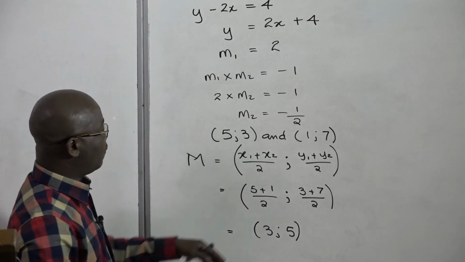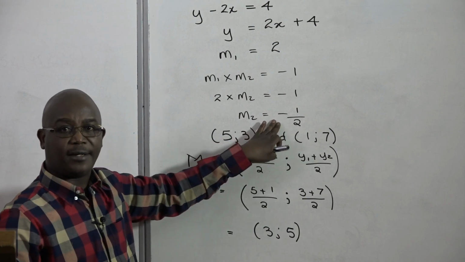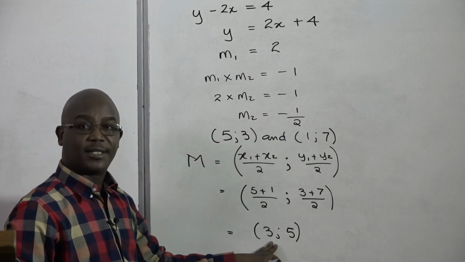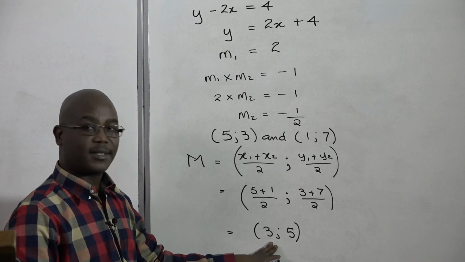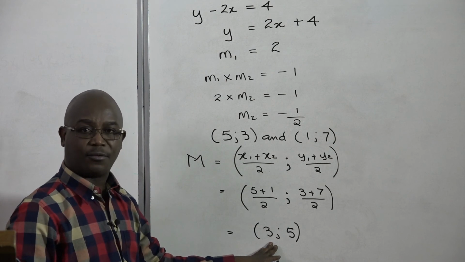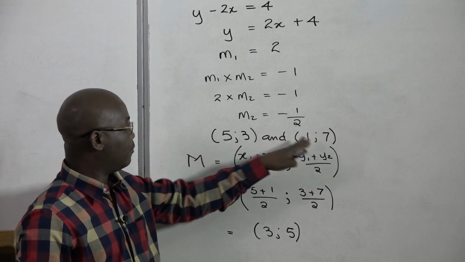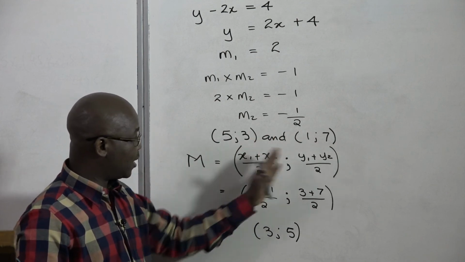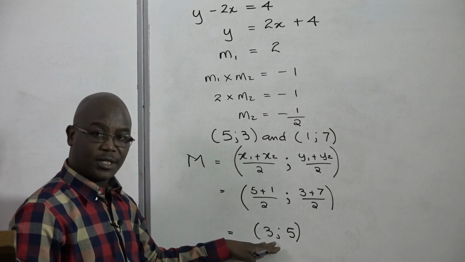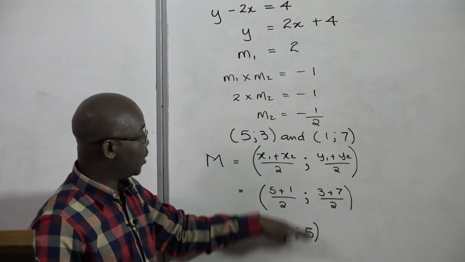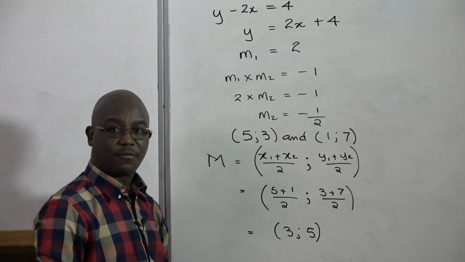So now we have got the gradient of the new line. We now have the coordinates where it passes through. And how do we get this coordinate? It is the midpoint of two given points. And so we used that formula to get that coordinate. Now we have got enough information to determine the equation of the new line.